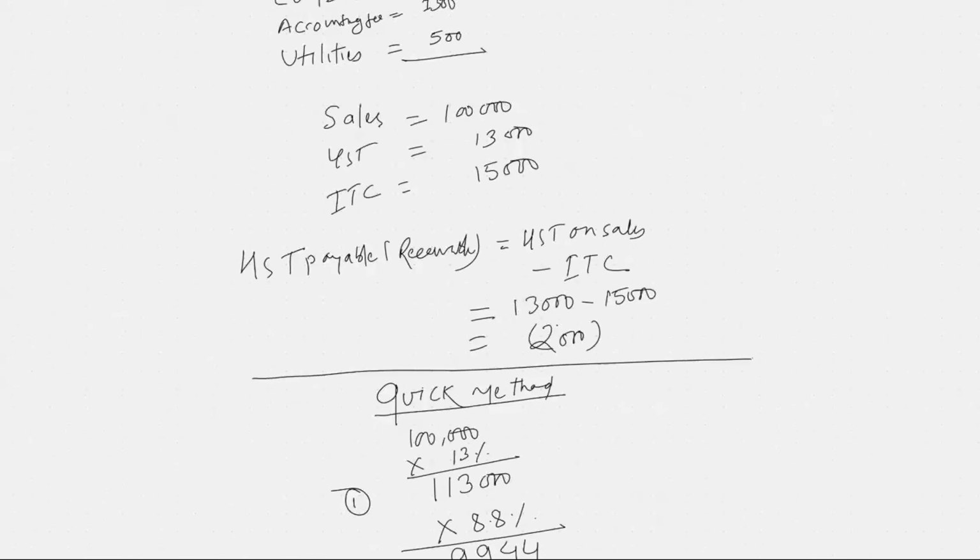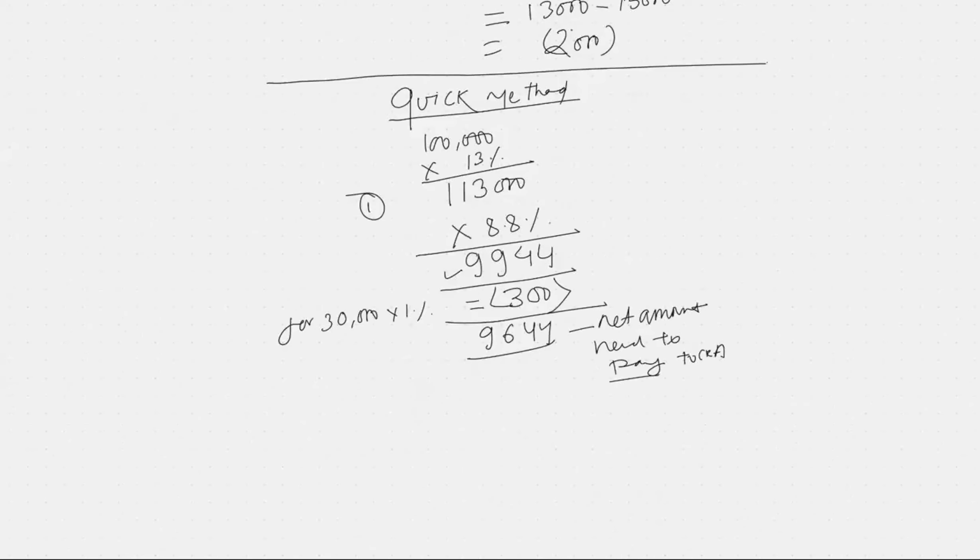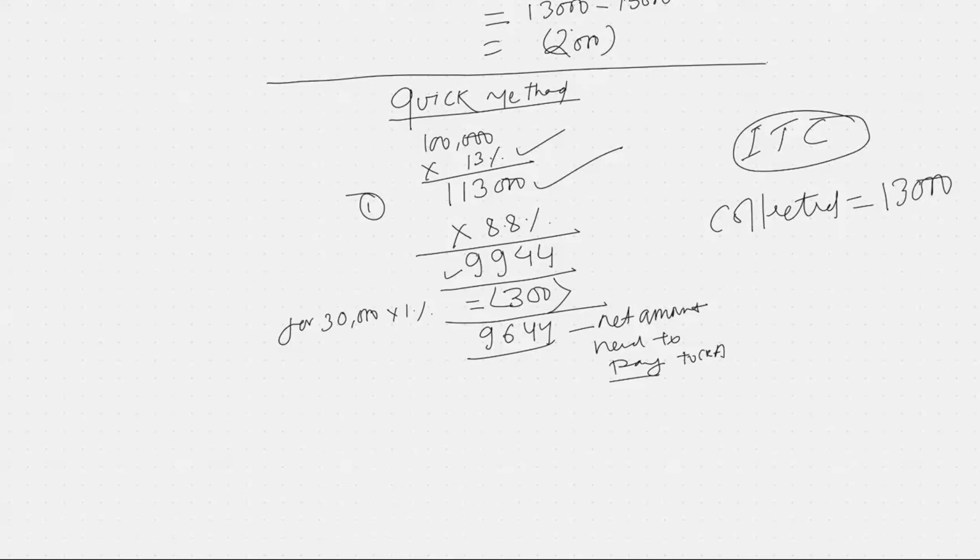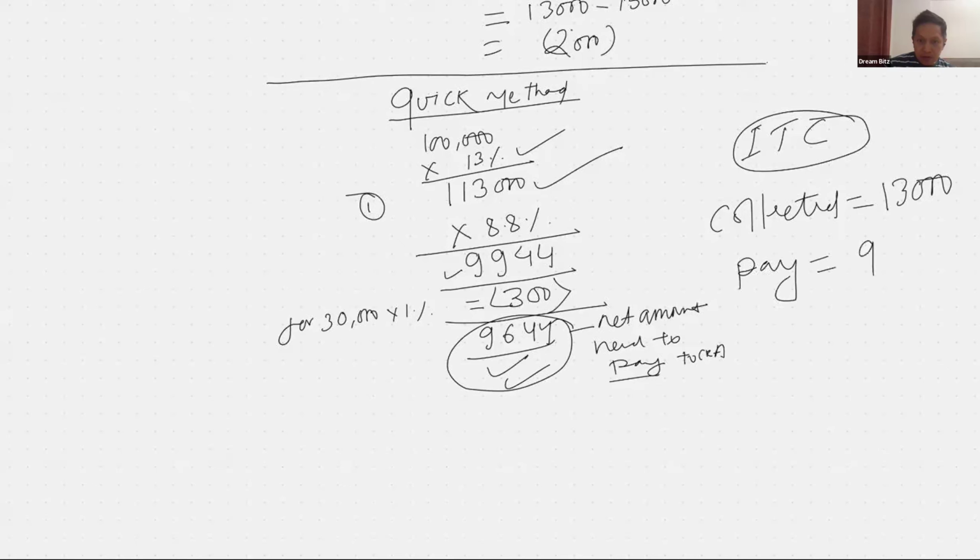But for quick method, there are the rules that you have to gross up the value with HST. You can't claim ITC. So you may ask, what is the benefit of quick method, right? The benefit is that, look, how much did you collect from the party? How much HST did you collect from the party? 13,000? Yes. So how much are you paying to the CRA? $9,644.